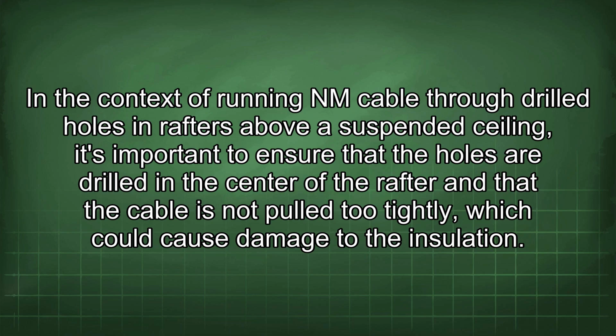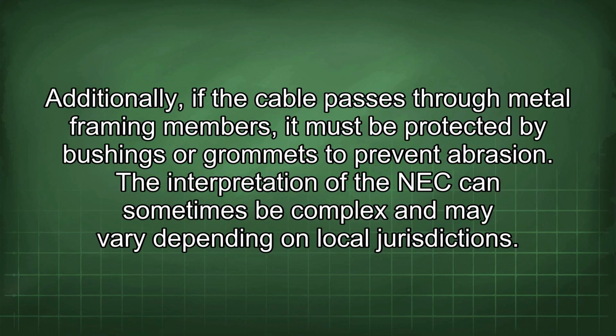In the context of running NM cable through drilled holes in rafters above a suspended ceiling, it's important to ensure that the holes are drilled in the center of the rafter and that the cable is not pulled too tightly, which could cause damage to the insulation. Additionally, if the cable passes through metal framing members, it must be protected by bushings or grommets to prevent abrasion.